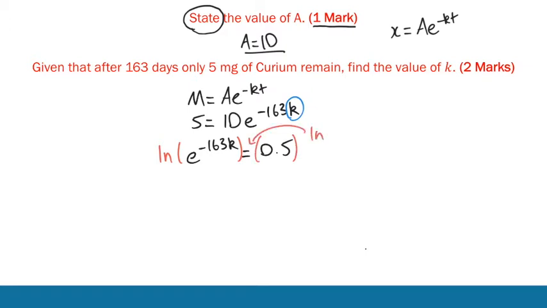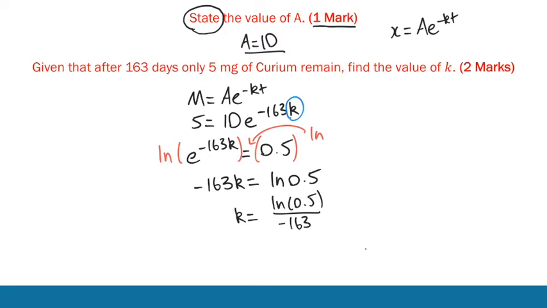If we take the log of both sides like this, on the left-hand side, the log and the exponential will cancel. Just like a multiply and divide would cancel, or a square and a square root would cancel. A log and an exponential will also cancel. And on the right, we just have the natural logarithm of 0.5. From here, we're pretty much done. We just have to divide by that negative 163.